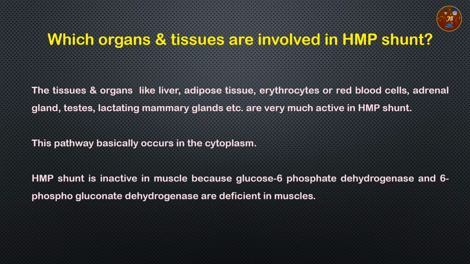This is inactive in the muscle. It's a very important point that HMP shunt is not active in the muscle. Why? Because glucose 6-phosphate dehydrogenase and 6-phosphogluconate dehydrogenase are deficient in the muscles. It means these two enzymes are not present in the muscle or not adequately present in the muscle. So in the muscle, HMP shunt is inactive.